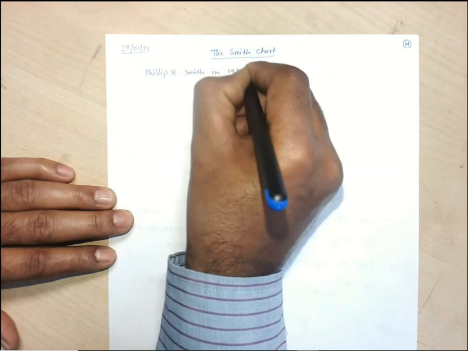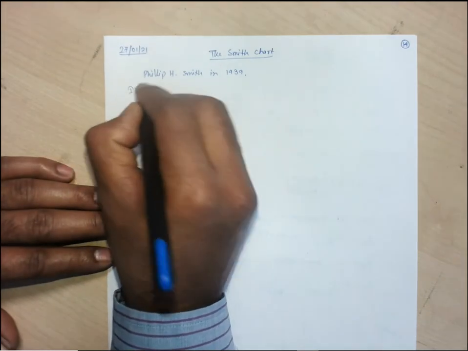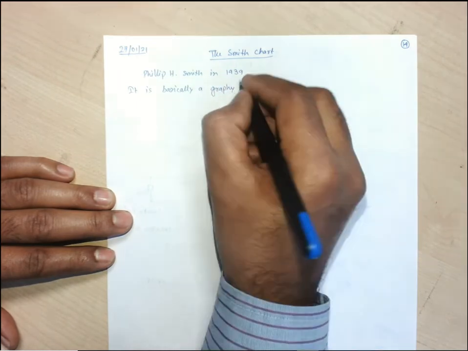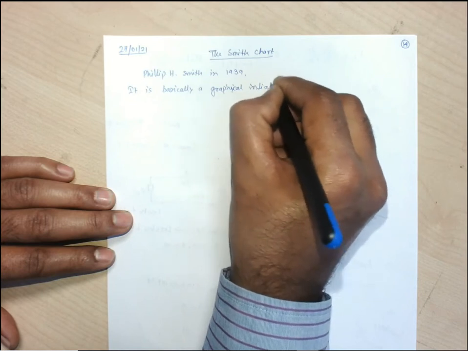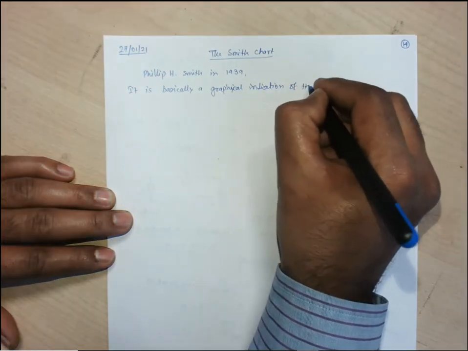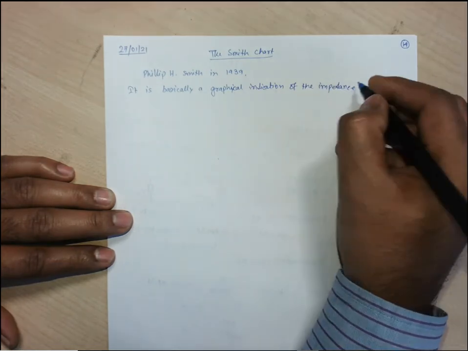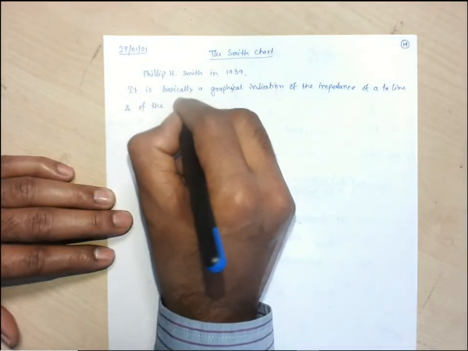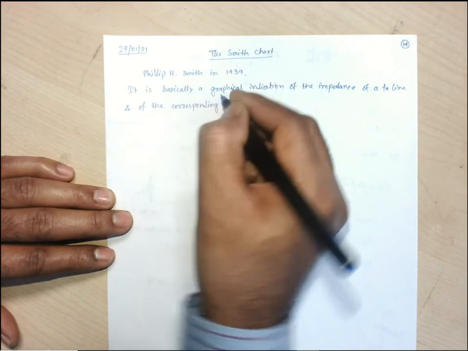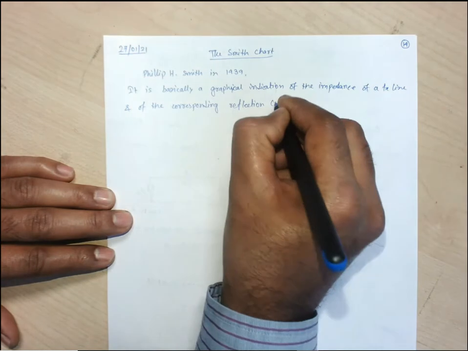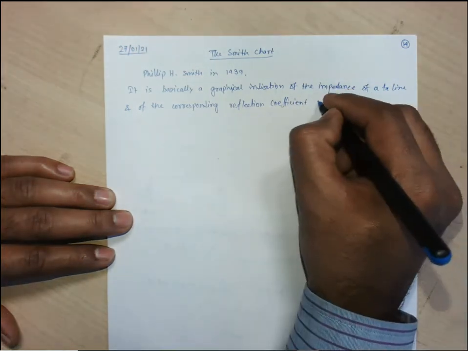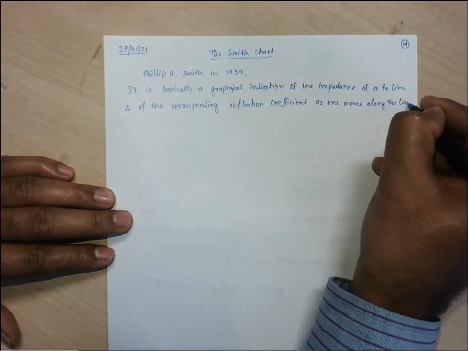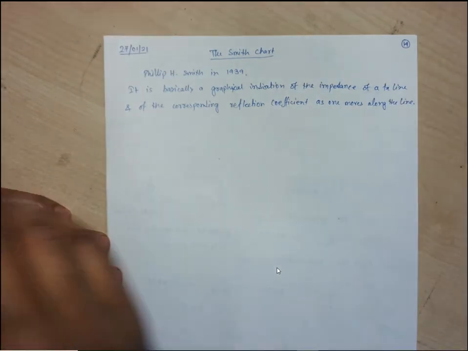In 1939. So what it basically is, is a graphical indication of the impedance of a transmission line and of the corresponding reflection coefficient as one moves along the line. So let us go with the construction of the Smith chart.